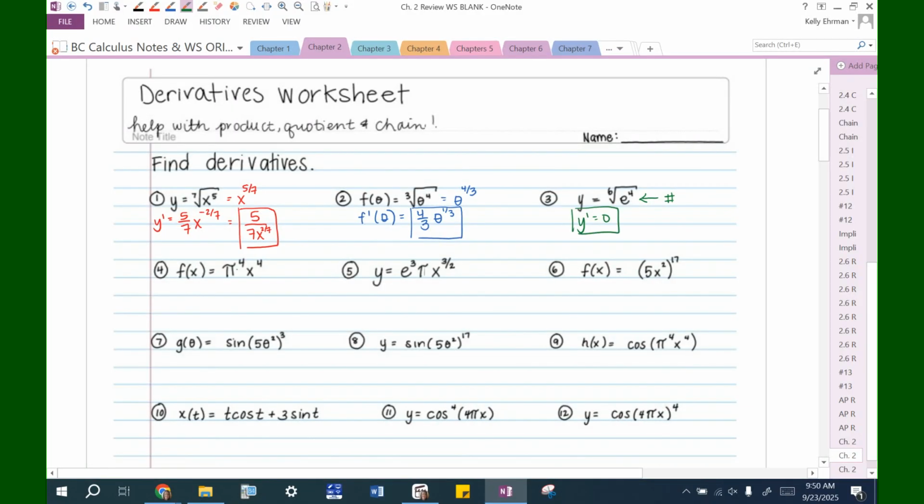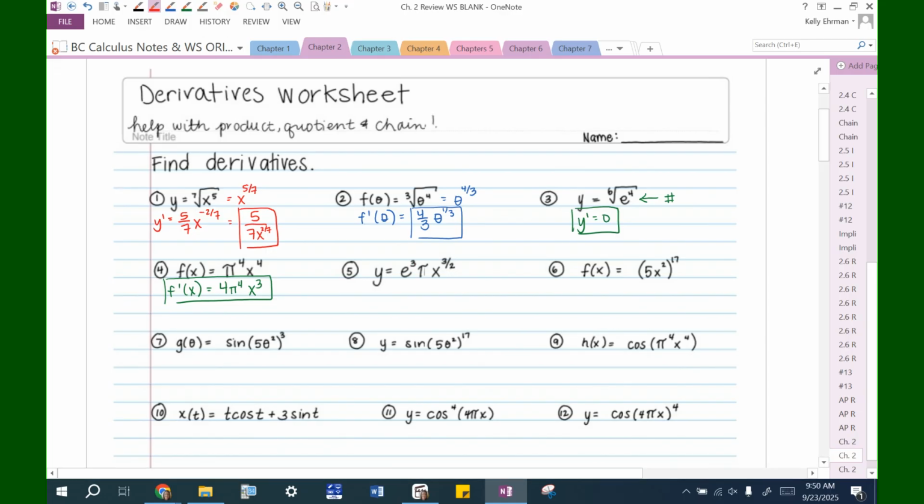For f, pi to the 4th is a constant, but x to the 4th is a variable. So f prime of x. So x to the 4th will become 4x cubed. So I'm going to make it 4 pi to the 4th, and then x cubed. And there's nothing to rewrite there.